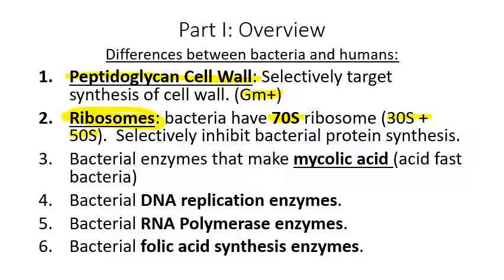All right, now bacterial enzymes, there's some antibiotics that will target the bacterial enzymes that make mycolic acid, and you only find mycolic acid in acid-fast bacteria like Mycobacterium tuberculosis and Mycobacterium leprae. Okay, and then there are some antibiotics that target and inhibit DNA replication enzymes.